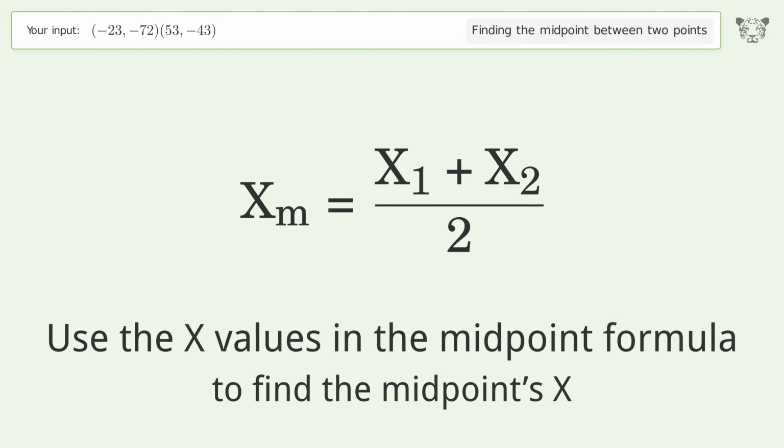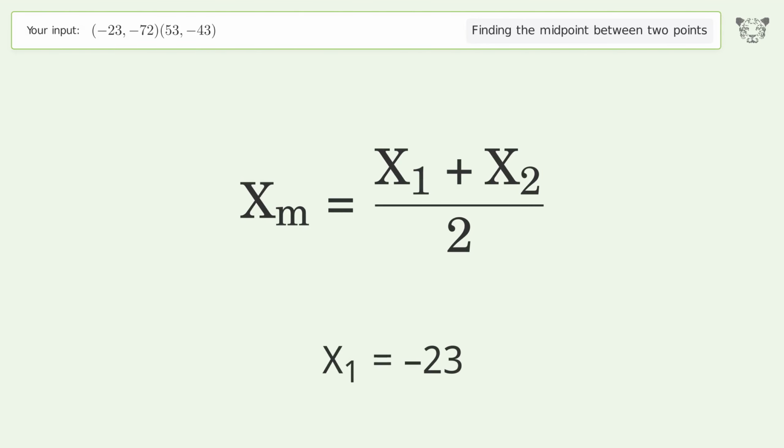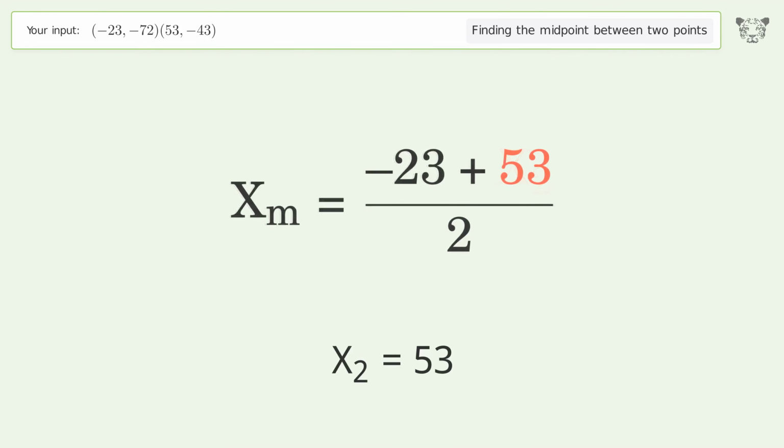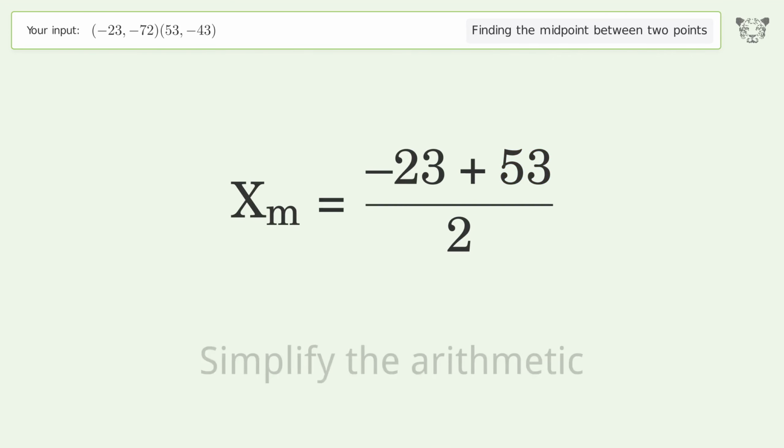Use the x values in the midpoint formula to find the midpoint's x. x1 equals negative 23. x2 equals 53. Simplify the arithmetic.